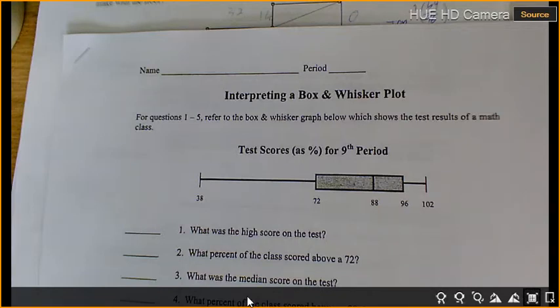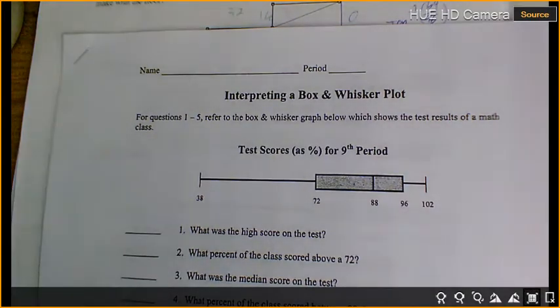All right, we are looking at interpreting box and whisker plots. You should have this out in front of you with a pen or pencil in your hand. You're writing this down. For questions 1 through 5, refer to the box and whisker graph below, which shows the test results of a math class.